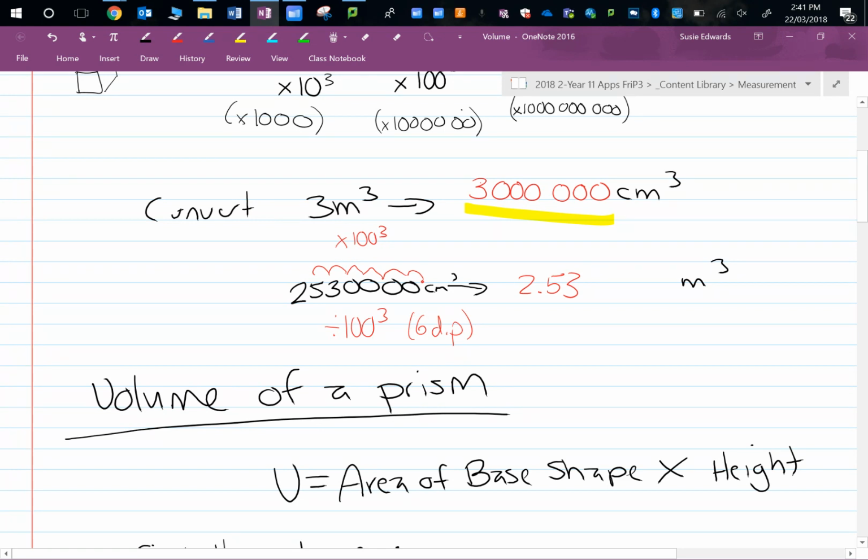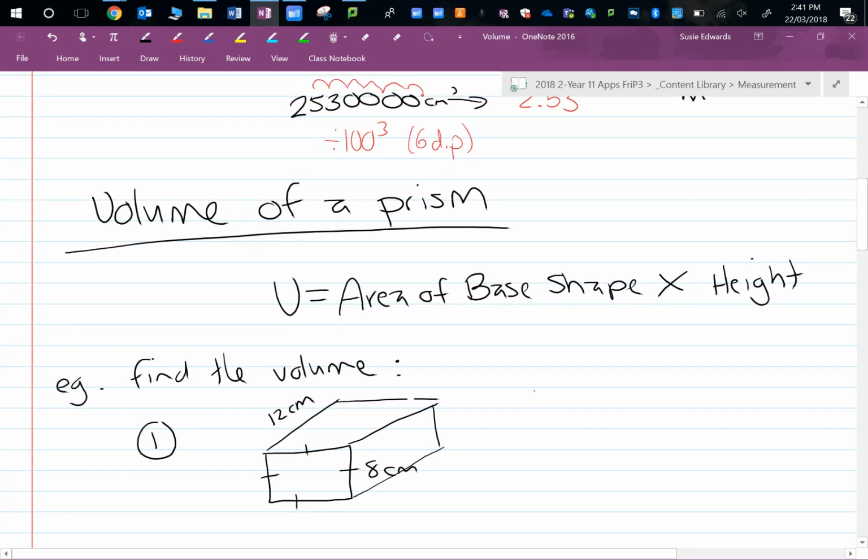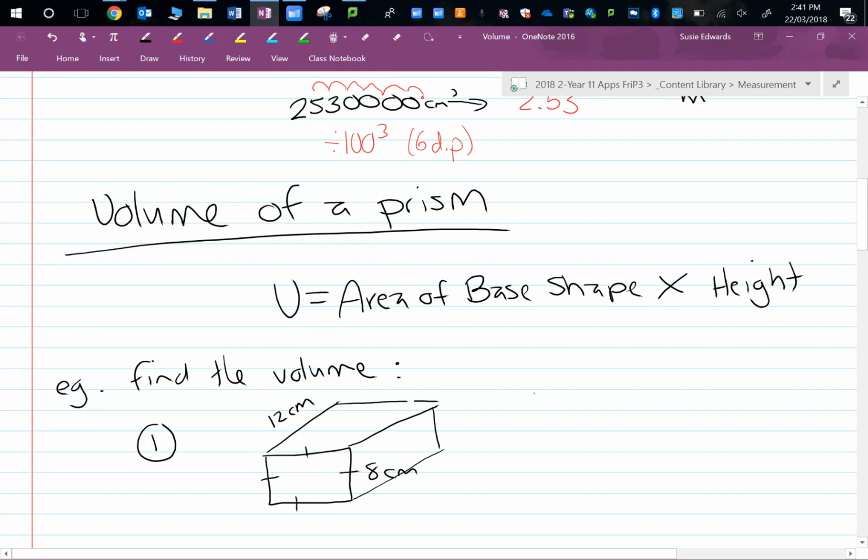All right, so for this, you'd find the area of the base and then you'd times it by the height. So let's try an example. For this square base prism, what's the base shape? Square? It could also be the rectangle if you wanted to, but it's probably easier. The base shape is the square. What's the height? Yeah, 12, okay. So if you put the base on your hand, the height would be 12.